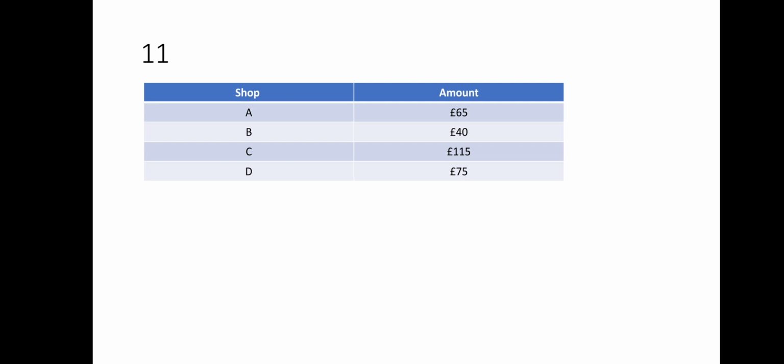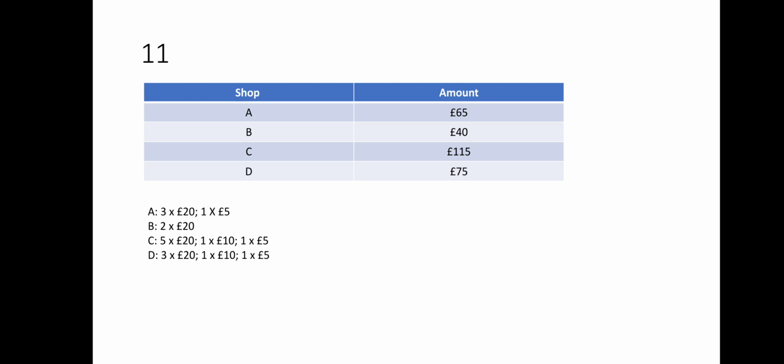Question 11. Annie spends these amounts in 4 shops using £20 notes, £10 notes, and £5 notes. And the information is in the question provided. In each shop, she pays the exact amount and uses the smallest possible number of notes. Work out the total number of each note she uses.